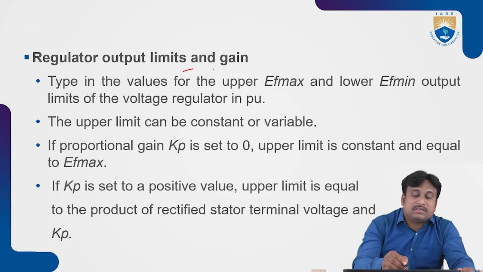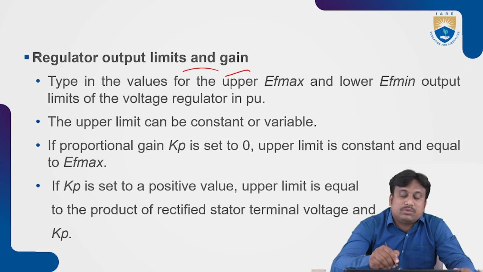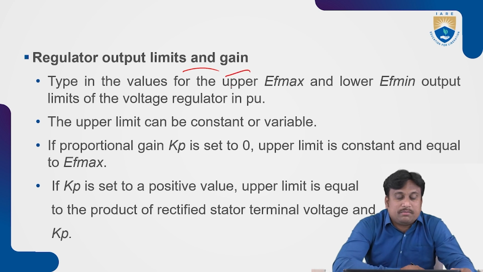Regulator output limits and gain. What are regulator outputs and gain? They are capable of controlling the output voltage limits and maintaining a suitable gain for the whole system. That means the values for the upper limit EFmax and lower limit EFmin of the voltage regulator output are treated in per unit. So the upper limit can be constant or variable in nature.